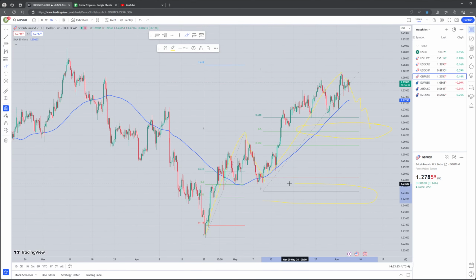I'm going to set my stop loss below the local minimum here. I'm going to set my take profit at the local maximum here.